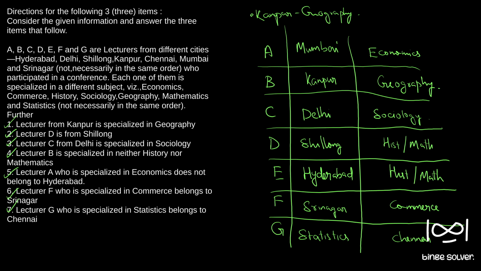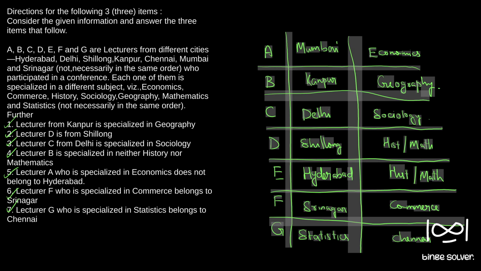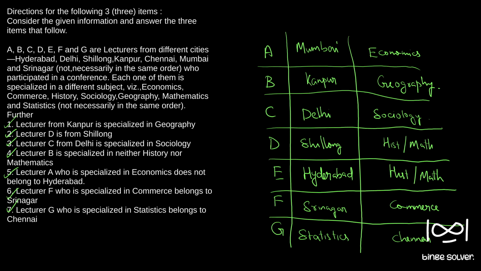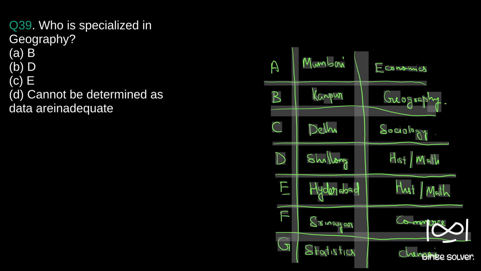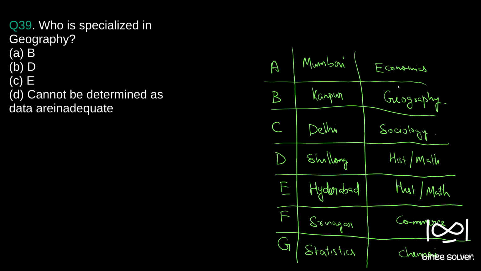So this is the data. We have filled in all the information. So this is the table. We will use this data to answer the questions. I'll just copy this so that I can paste it into the next page. So the first question, question 39: who is specialized in geography? As you can see, geography, B. B is specialized in geography. So solution for question 39 is B.